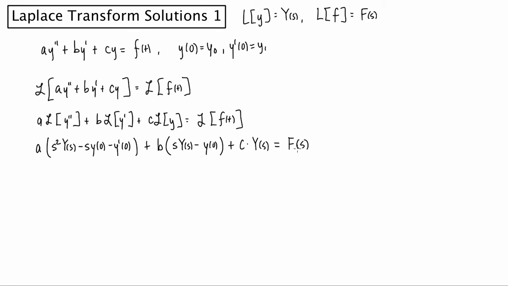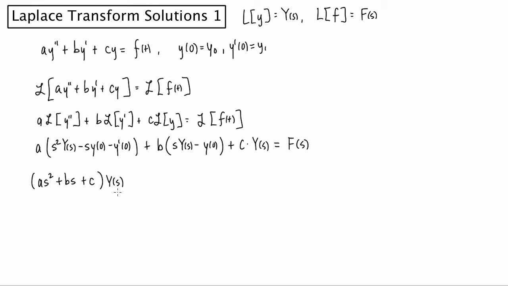Now, what I want you to notice is that each and every term on the left-hand side includes a Y of s, except for the terms that involve the initial conditions. And so let me go ahead and simplify what we're seeing on the left-hand side. If you look at the parts that are times the Y of s, you get a s squared plus b s plus c, times Y of s.